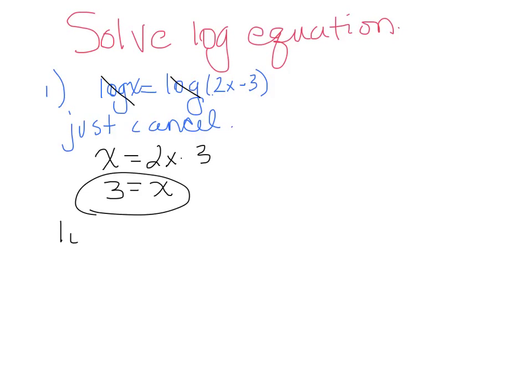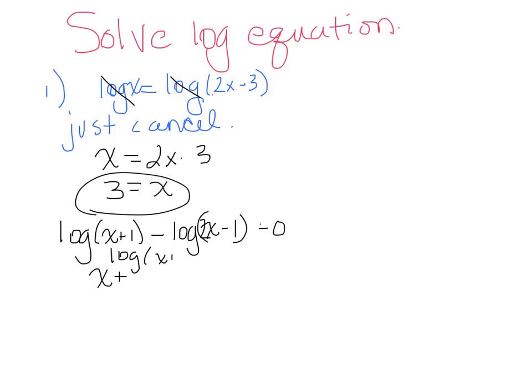And this can happen if you have a log minus another log equal to 0. Okay, because of course you can take the log to the other side. So if you want to try that one, that would be real simple. I'd have to take the log to the other side first. Is equal to log 2x minus 1.